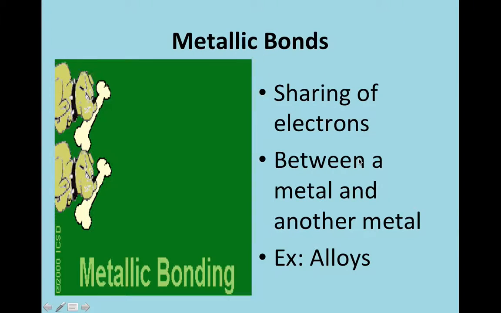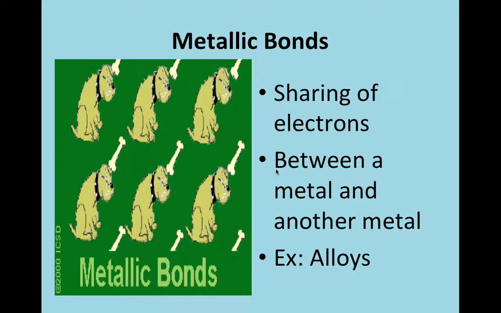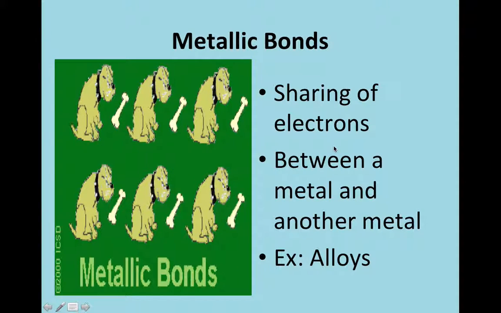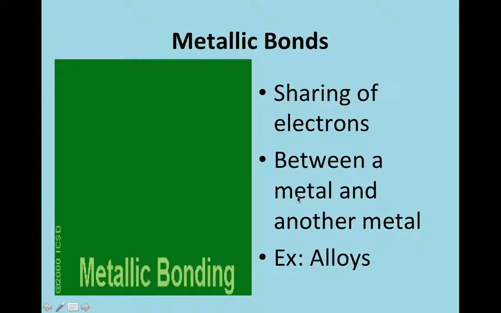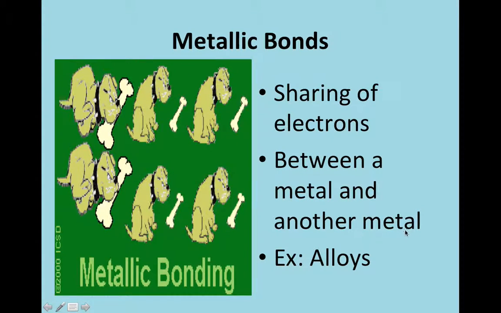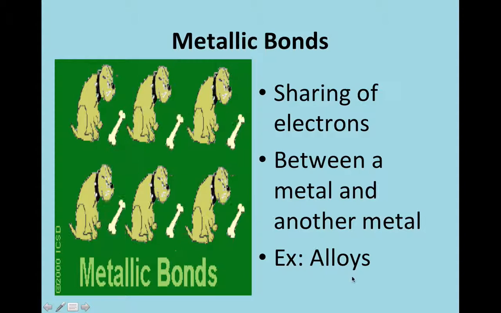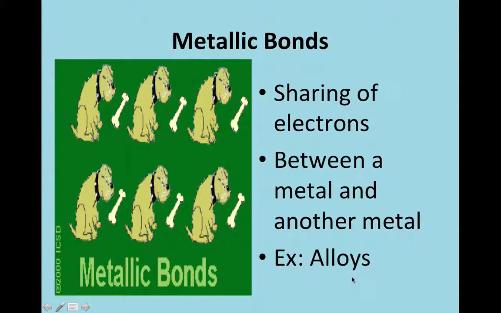Okay? Metallic bonds, again, they're sharing electrons. The main thing to note about a metallic bond, it's a bond between 2 metals, a metal and another metal. A lot of your pots and pans, which are an alloy, is an example of metallic bonds.